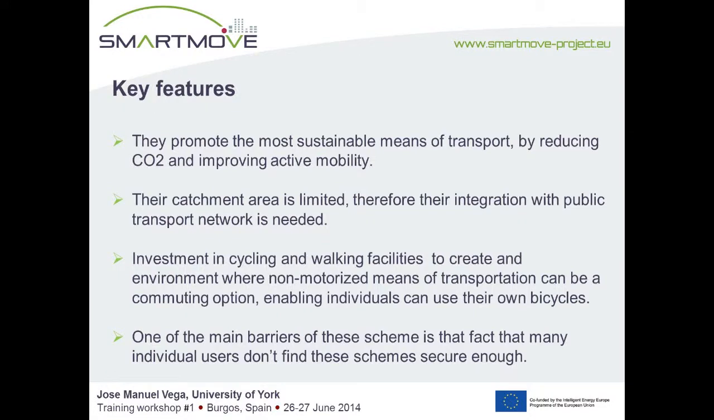So I just put down some key features or some key conclusions, for us to think a little bit more. So they are the most sustainable ones, because you don't have to offset any emissions.